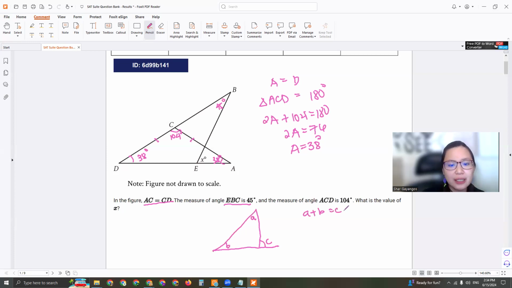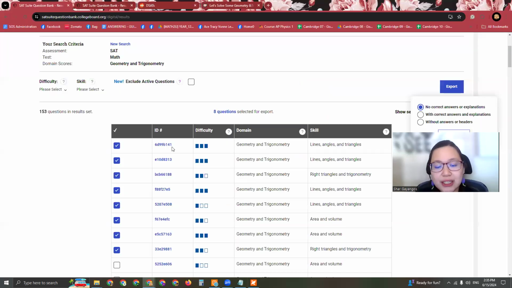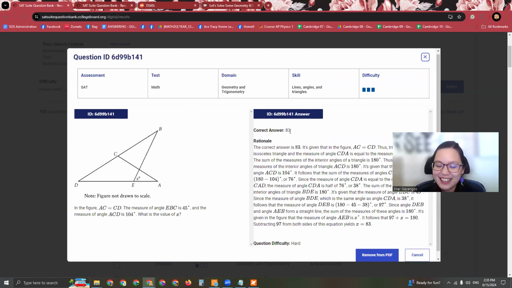So why is this relevant in the problem? Because I want you to take a look at triangle DBE. We have D equal to 38 and then 45 here, and then this is equal to X. So meaning X is just equal to the sum of these two angles, right? 45 and 38, meaning X is equal to 83. All right. And then as I've mentioned, you can just go ahead and click and then check if you got the correct answer.